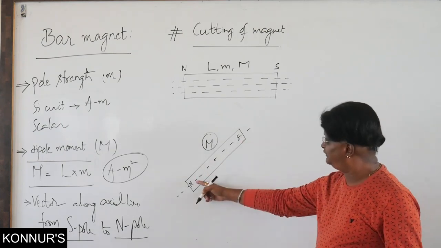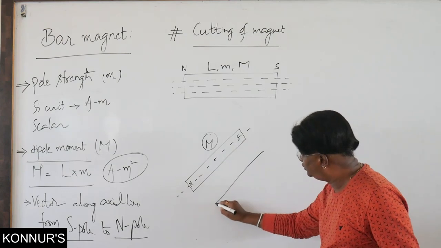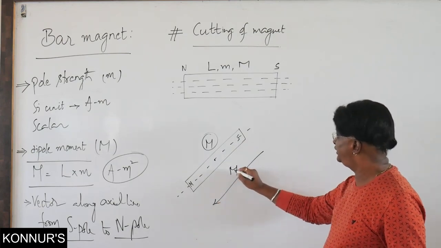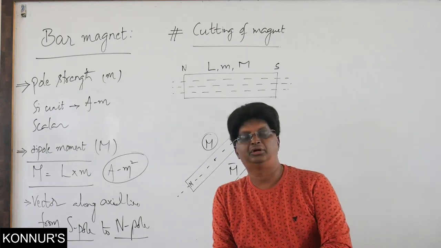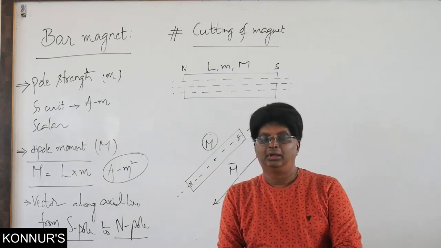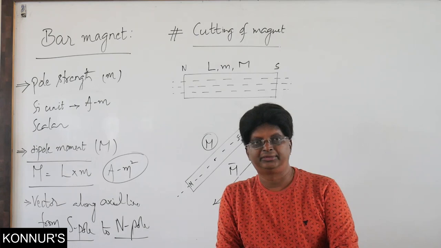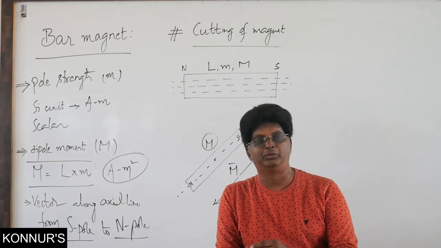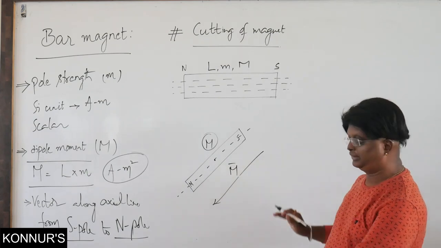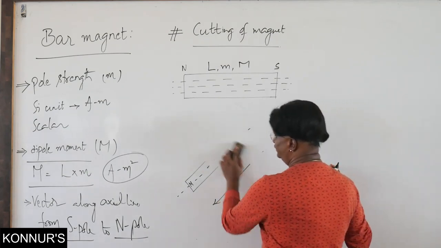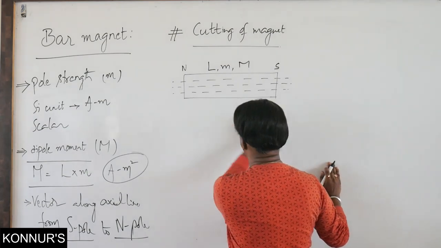This is south pole and this is north pole, therefore this is how I draw the moment vector for the given dipole. So in the case of combination of dipoles, in the case of bending of dipoles, this angle between the dipole moments is a very important thing. That is why drawing the moment vector is very important.